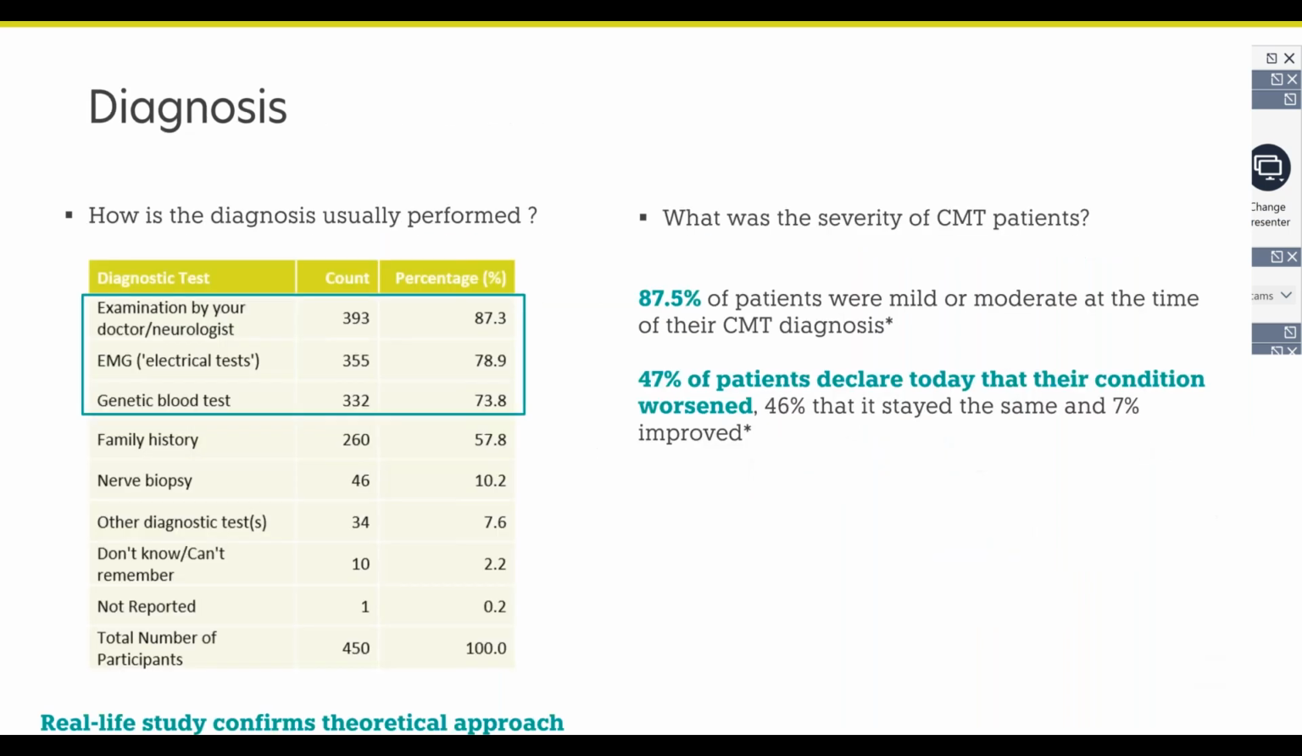A bit more about diagnosis then. We asked people how a diagnosis is usually performed. And we've got some information about the key ones: examination by a doctor or neurologist, and blood tests and electrical tests as well being the key ones, but really some variability there as well. And just in the interest of time, I'm going to move ahead a little bit quickly because I do want to make sure we have time for our Q&A.